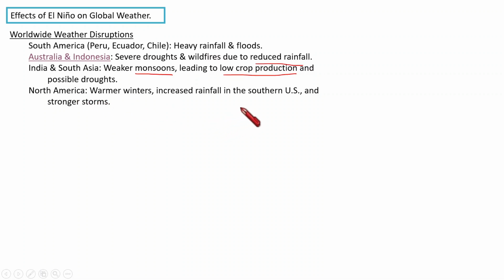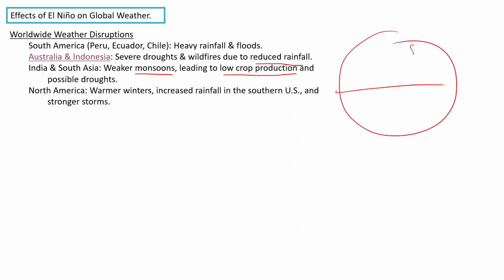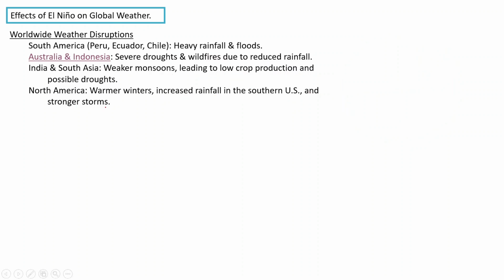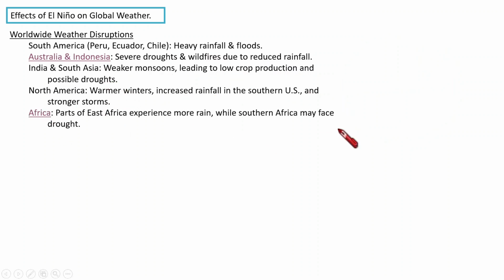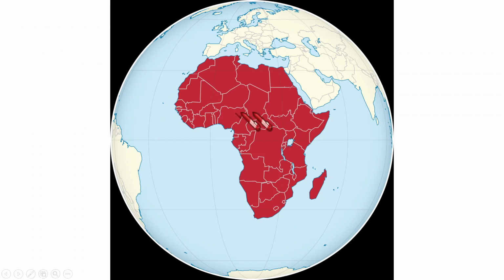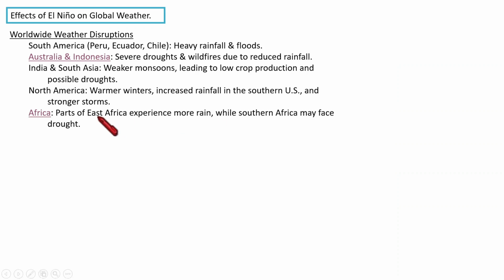North America is somewhere in this portion. There also, as warmer water is reaching there, we can expect rainfall, especially in the southern US, and strong storms too. Africa, somewhere here: towards East Africa we can expect some rain, and towards West Africa we need to expect drought. So parts of East Africa experience more rain, while Southern Africa has drought.